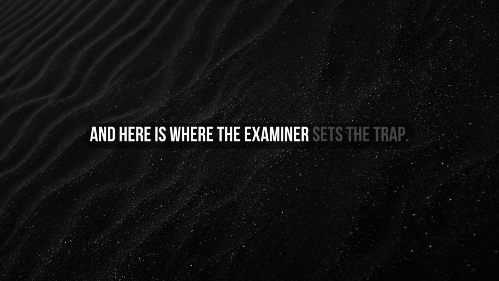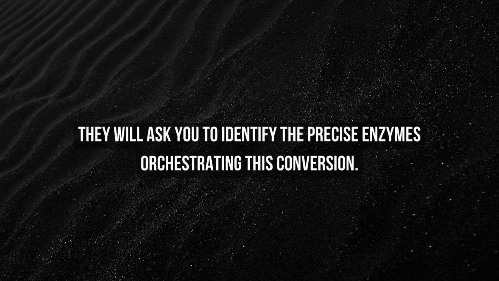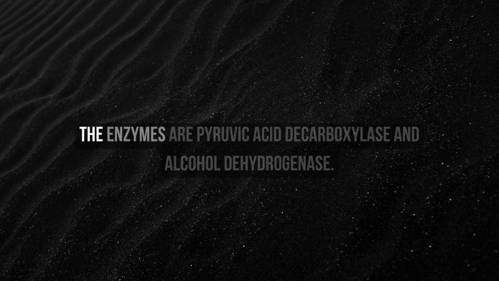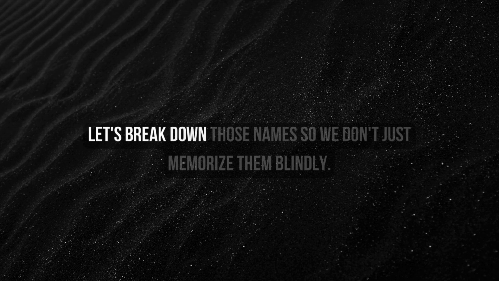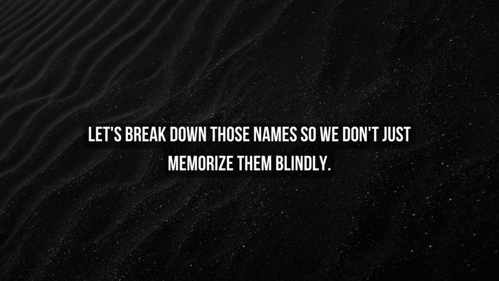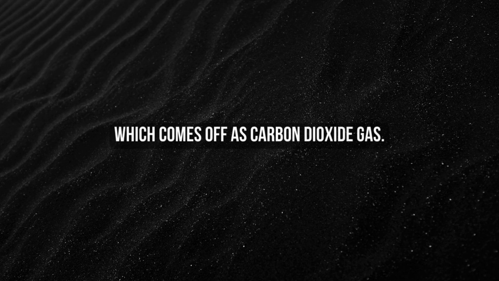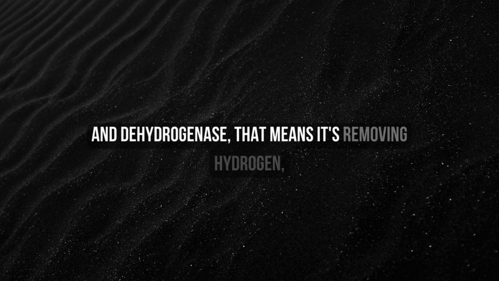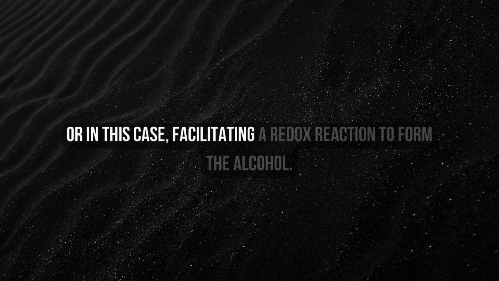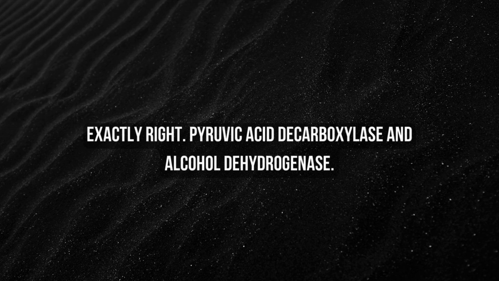And here's where the examiner sets the trap. They will ask you to identify the precise enzymes orchestrating this conversion. You cannot afford to mix them up. The enzymes are pyruvic acid decarboxylase and alcohol dehydrogenase. Let's break down those names so we don't just memorize them blindly. Decarboxylase. That means it's removing a carboxyl group, which comes off as carbon dioxide gas. That's what makes bread rise and beer bubbly. And dehydrogenase. That means it's removing hydrogen, or in this case, facilitating a redox reaction to form the alcohol. Exactly right. Pyruvic acid decarboxylase and alcohol dehydrogenase.